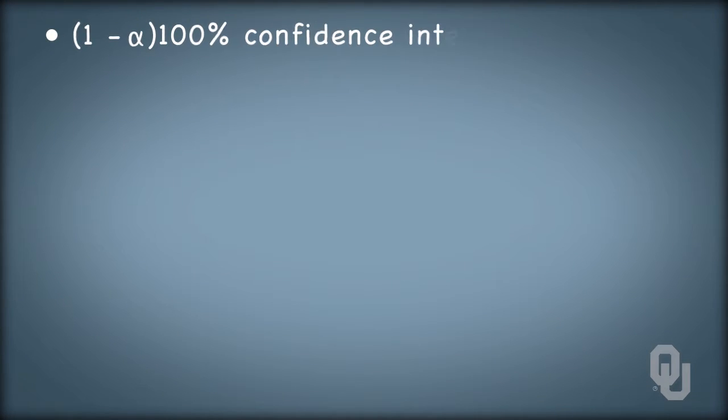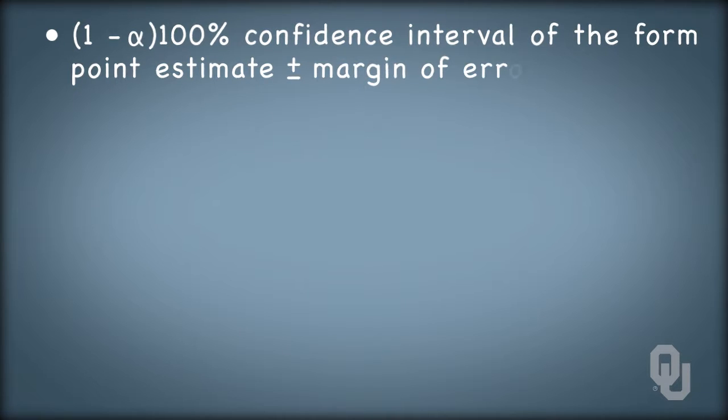Again, we want a (1 minus alpha) times 100% confidence interval of the form point estimate plus and minus a margin of error to estimate a population mean mu in the situation where the population standard deviation, sigma, is known. For cases 1 and 2, our equation for the confidence interval is y bar plus and minus z alpha over 2 times sigma over root n.